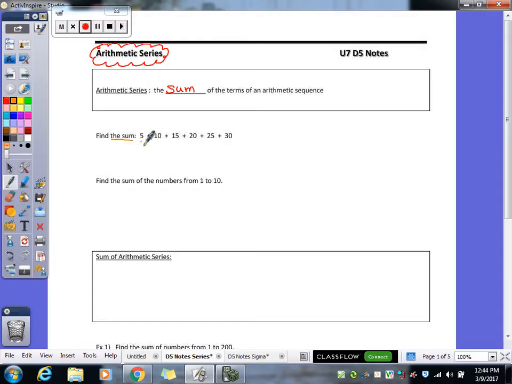So let's take a look at our first example here. Find for me the sum of 5 plus 10 plus 15 plus 20 plus 25 plus 30. Add them in your calculator. 5 plus 10 plus 15. All right, Luke got it for us, 105. So next one says find the sum of the numbers from 1 to 10. So that'd be 1 plus 2 plus 3 plus 4 plus 5 plus 6 plus 7 plus 8 plus 9 plus 10. Sean got us this time. 55.